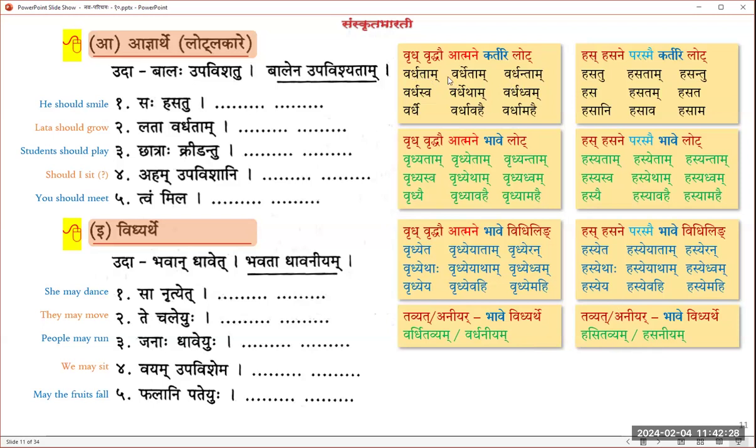So vardatam, vardetam, vardantam, Lot. Vardasva, vardetham, vardadvam. Atmanepadi, remember, vardate, vardete, vardante in Lat lakara. Same thing in Lot lakara. Of course, kartari is vardatam, vardetam, vardantam. And in karmani, of course, it's bhave then. You cannot say karmani because there is no karma pada for vardha dhatu. So the bhave form would be vardhyatam, vardhyetam, vardhyantam, like that.